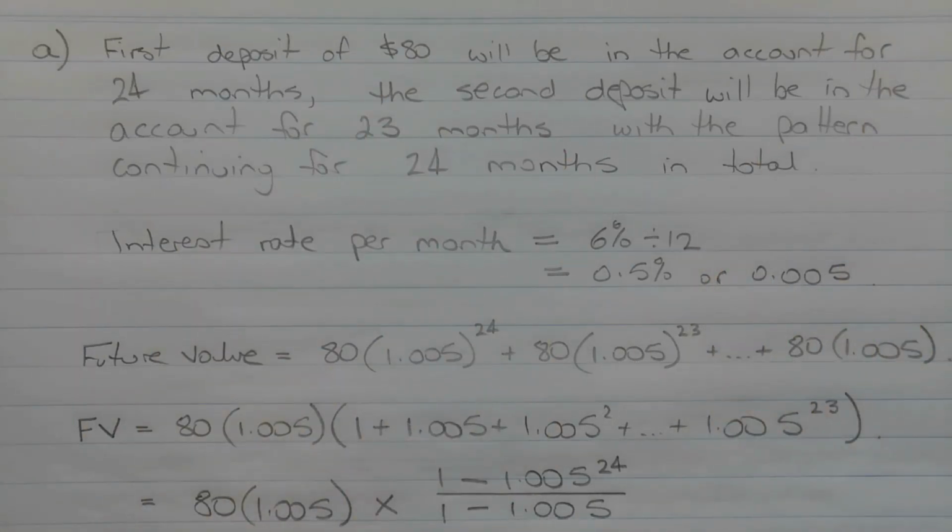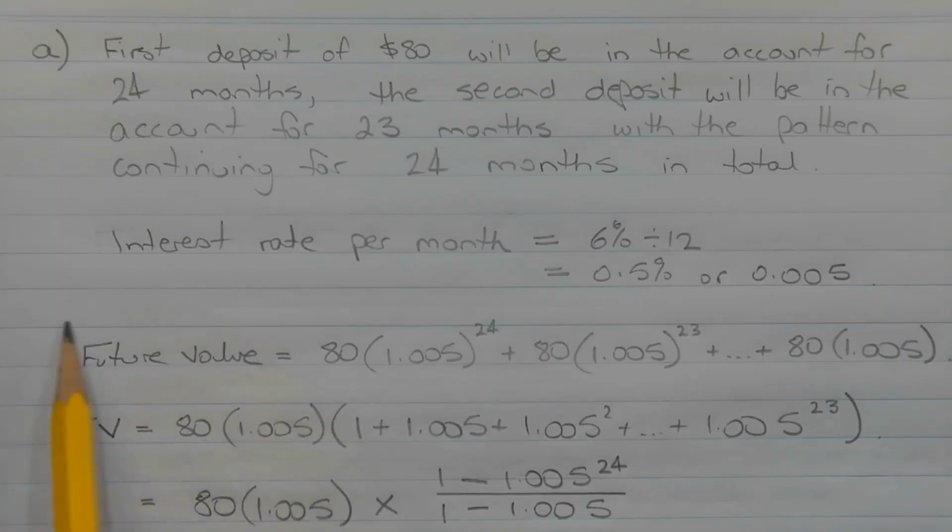We'll do that shortly. But firstly, we need the interest rate per month because the interest rate quoted was the interest rate per annum or per year. So to get the interest rate per month, we take the interest rate per annum, 6%, and we divide that by 12, and we get 0.5% or 0.005 as a decimal.